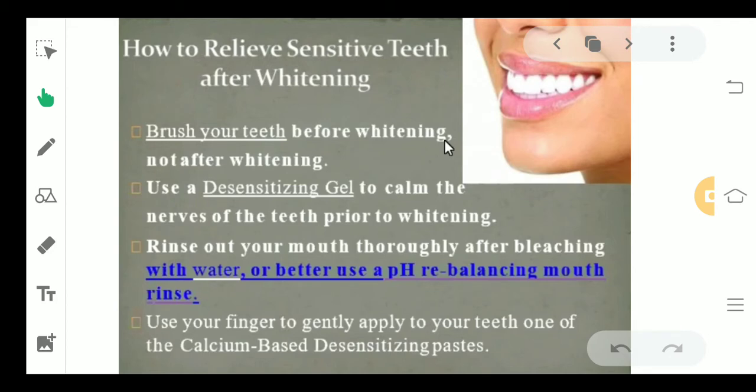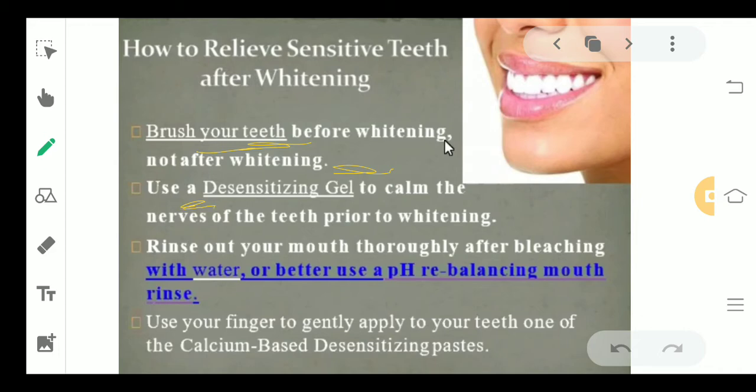Moving ahead, how can we relieve this sensitive pain while we are doing the whitening treatment or any other treatment in general? If you are doing the whitening treatment, you have to brush your teeth before the whitening treatment and not after the whitening treatment. Always suggest your patient to use a desensitizing gel or a toothpaste.